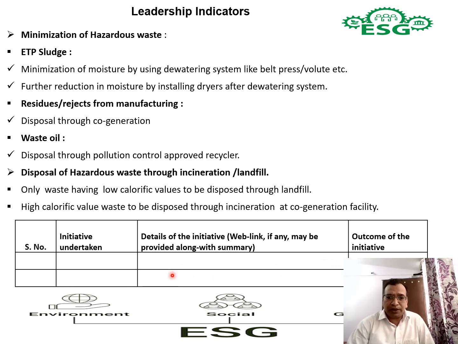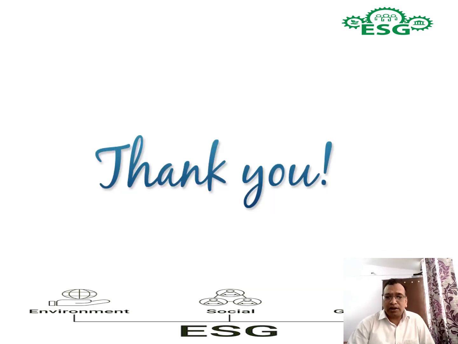So this is expected. Whatever technology you have adopted, like shifting from decanter to press volute, installing dryers, or starting to send waste to cogeneration, you have to mention all of it here, and ultimately how much it has benefited in reducing CO2 emissions you can mention here. So this is all with respect to hazardous waste intensity or waste reduction.